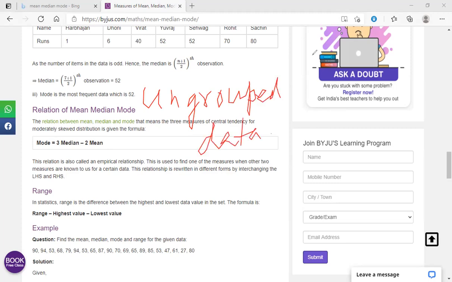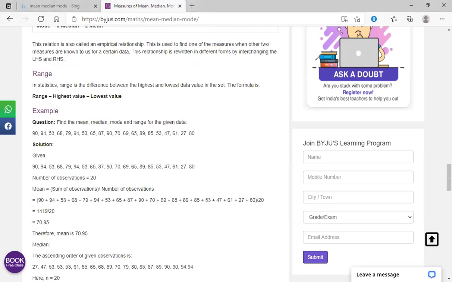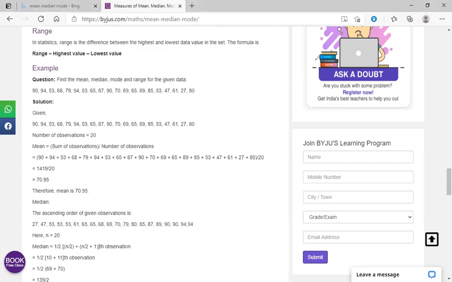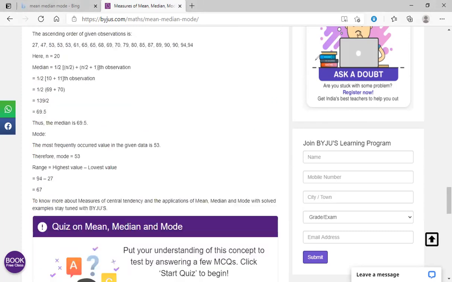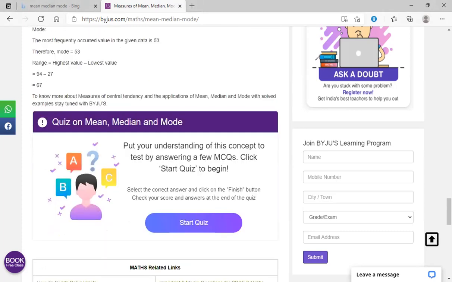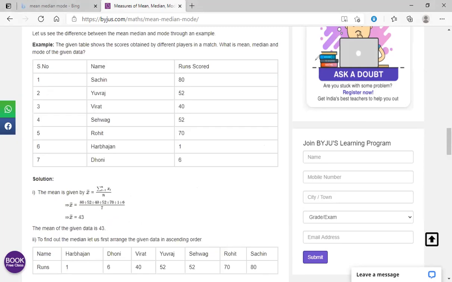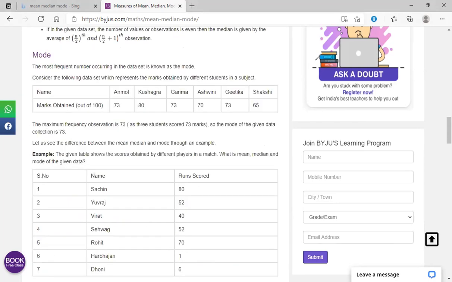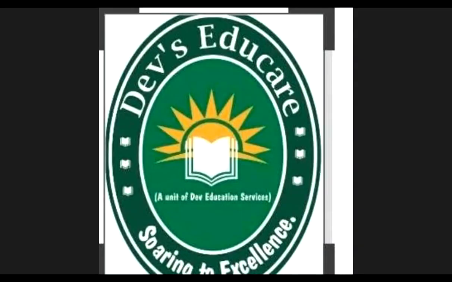If the observations or data are given in grouped form, it means given in intervals, then the approach to finding mean, median, and mode will be different. So how to do that? We shall take some questions on that.